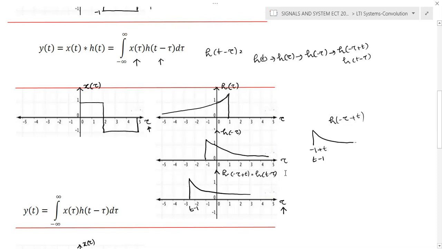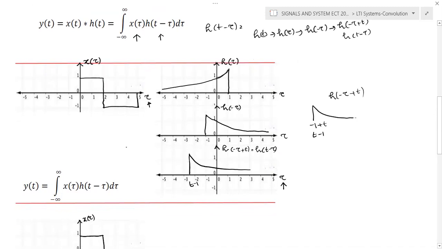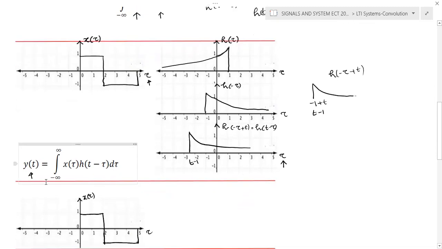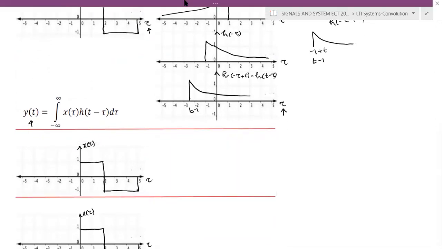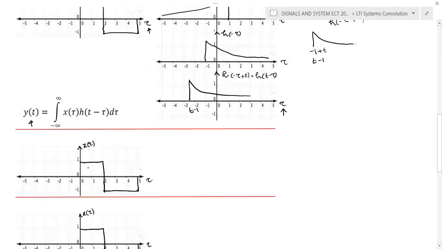Now we need to evaluate the integral for different values of t, because we don't know the value of t, so we'll take different cases of t and we will find y of t. First, assume that we are plotting the signal x of tau starting from 0 onwards, and assume that your signal h of t minus tau is somewhere here.